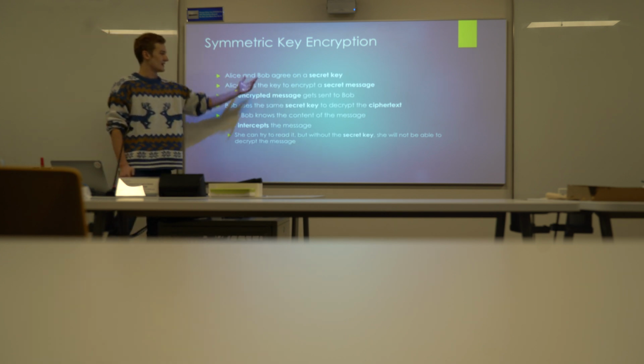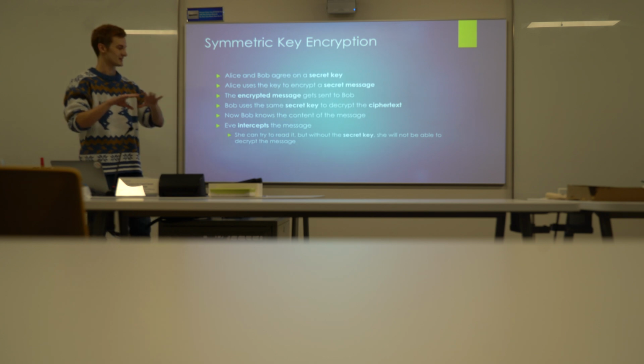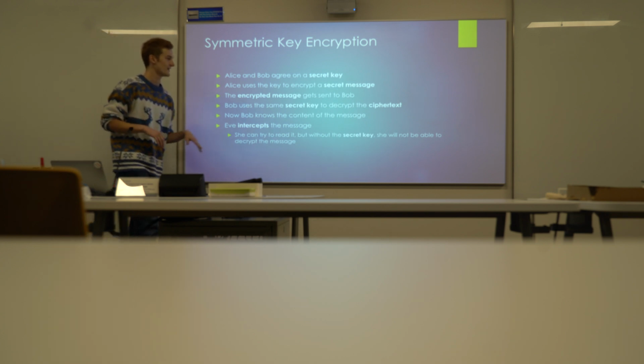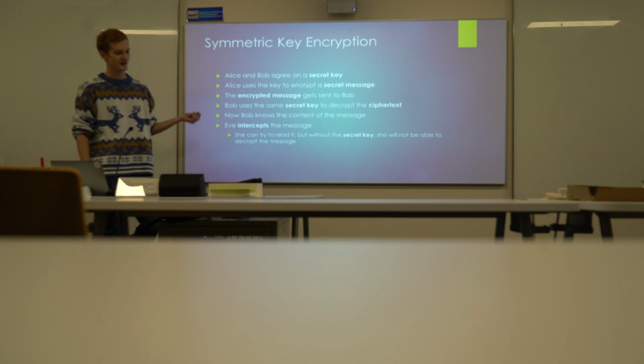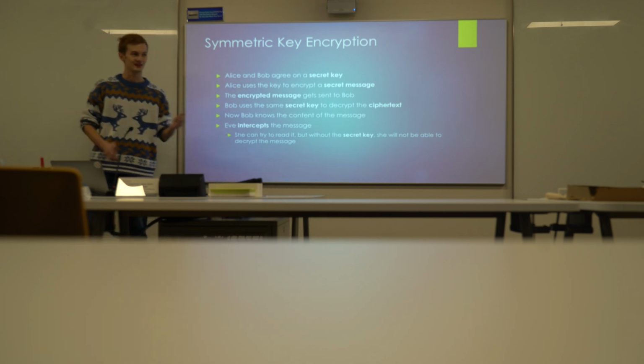So you have Alice and Bob. These are your two parties that are trying to do this encryption. And they agree on a very secret key. That key can be anything. It can just be a number. It can be the word cat. It can be a sequence of zeros and ones in binary.